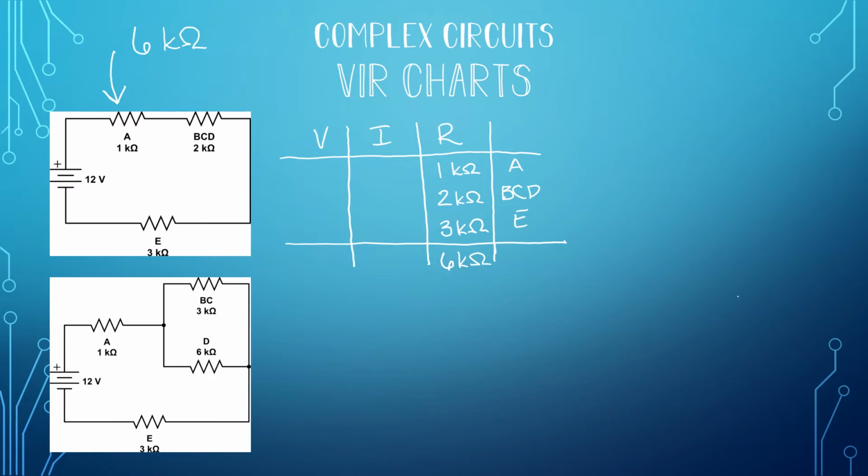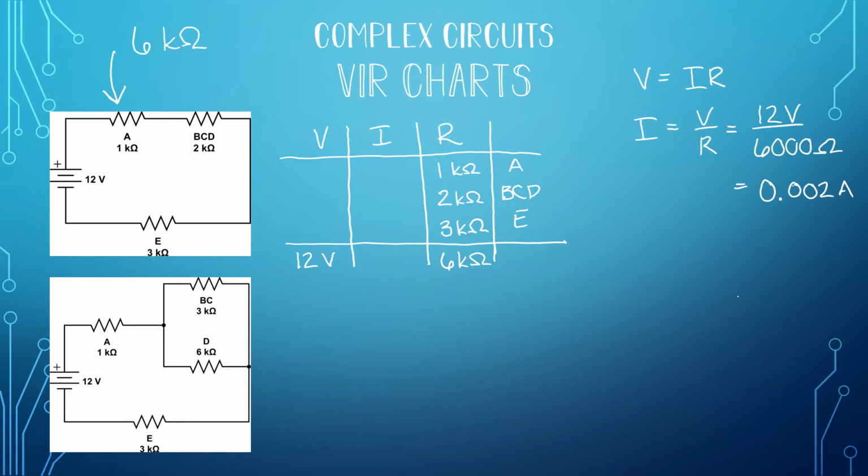Remember, I put my totals in that last row across. So I know this is a 12-volt battery, and I know my equivalent resistance is 6 kiloohms. We're using Ohm's law, that equation V equals IR, or that current is V divided by R. And we have 12 volts divided by 6 kiloohms, or 6,000 ohms. That's going to give us a current of 0.002 amps. Now I could also write this as 2 milliamps using that conversion factor. And I'm going to do that just because it's a little bit less writing.